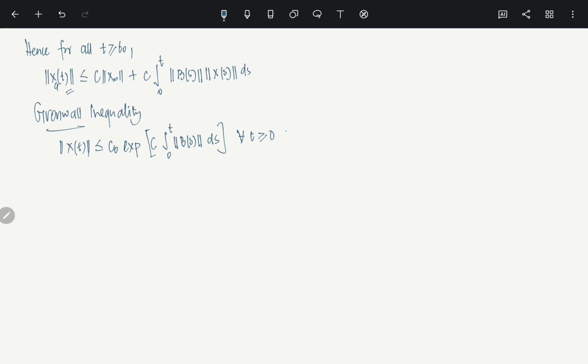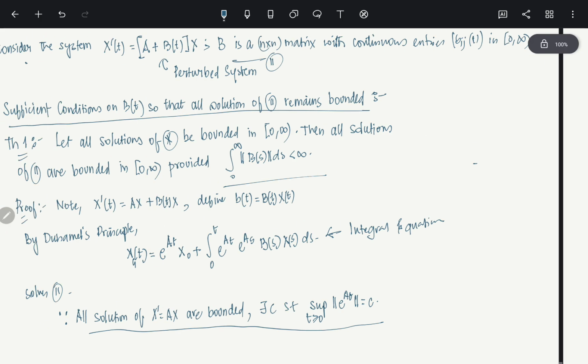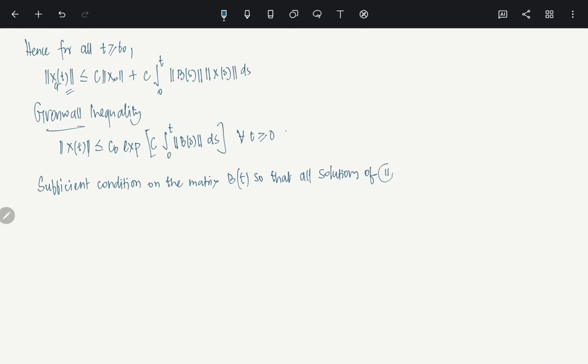Okay, so now let's look at the condition. Now we want to find some sufficient condition on the matrix B of t so that all solutions of, what did I call this, 2, right? Equation 2, tend to 0.